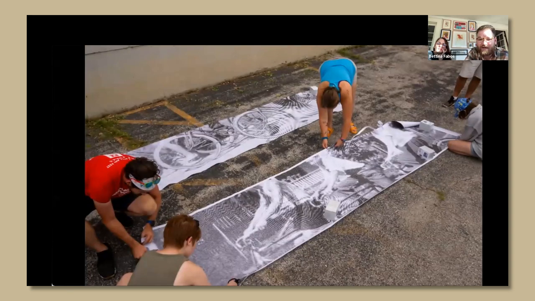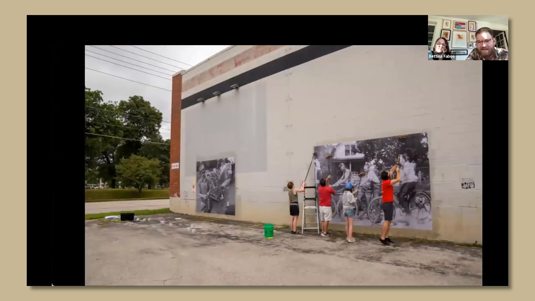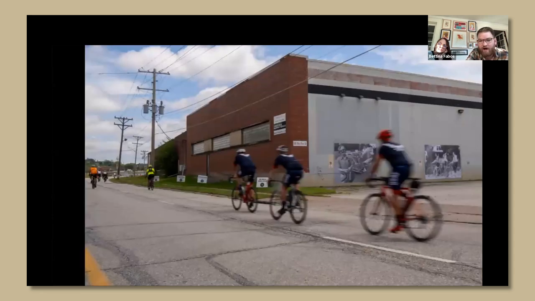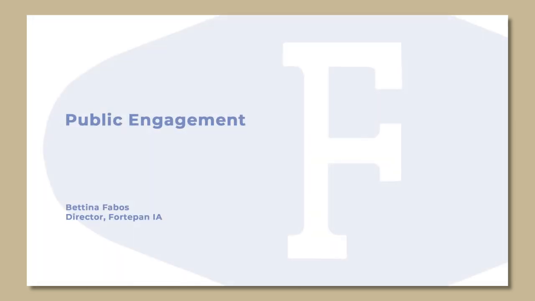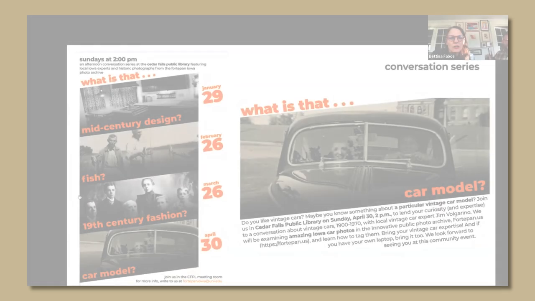Our most recent project this summer was wheat pasting with Fortepan Iowa. We worked with RAGBRAI, so you saw that projection. We also did wheat pastings in the overnight towns. And this again was on the same idea of getting images out into the community in unique spaces, making art accessible and training volunteers to help make an impact for the tens of thousands of visitors that came into their community.